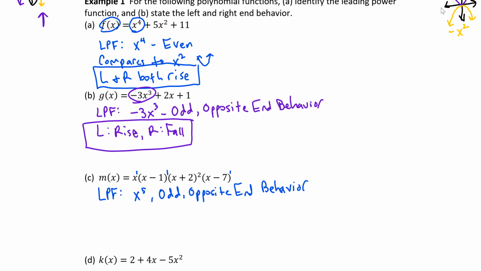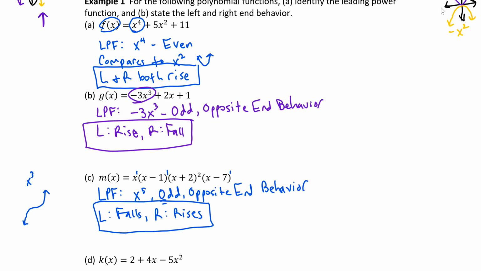Since it's odd, I'm going to compare it to our most basic odd power function, which is x cubed. X to the 5th is going to do the same thing that x cubed does. So the left side falls and the right side rises.